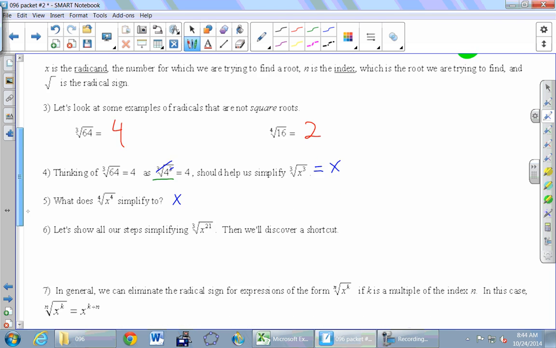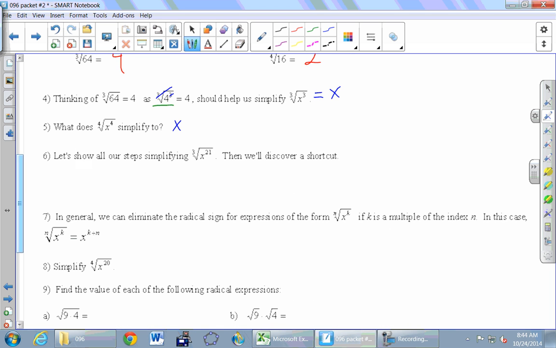Okay, number 6 says we're going to show all of our steps in simplifying this thing. It's the cube root of x to the 21st. There are a lot of things that we could think to do with that 21 and that 3. We could add them, subtract them, multiply them, divide them. Turns out only one thing is correct, and I don't want us to just memorize it, at least not at this stage.